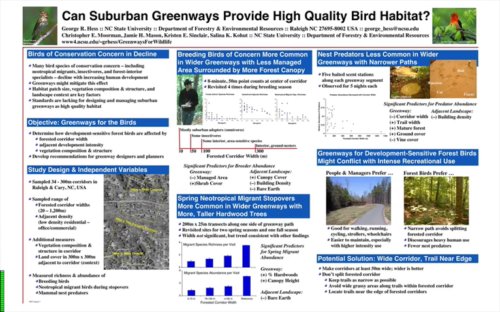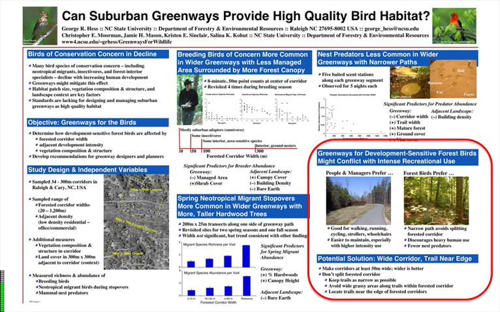Despite other shortcomings, there's actually a pretty good use of headings in the Greenway poster. Let me draw your attention to the lower right-hand corner. Now, in total, there's a really neat combination of heading use here. First of all, this heading, Greenways for Development-Sensitive Forest Birds Might Conflict with Intense Recreational Use, summarizes the essence of our findings.